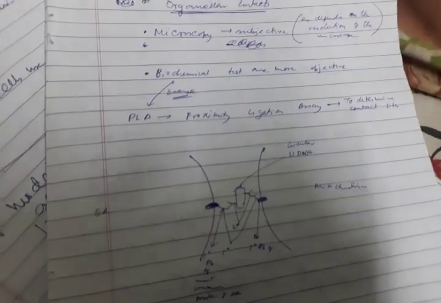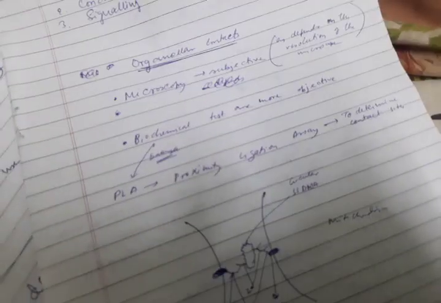And this is it. So let's recap a little bit of this. What does the PLA kit contain? Well, it contains the primary antibodies against a common protein of the two organelles, and there are secondary antibodies for the primary antibodies.